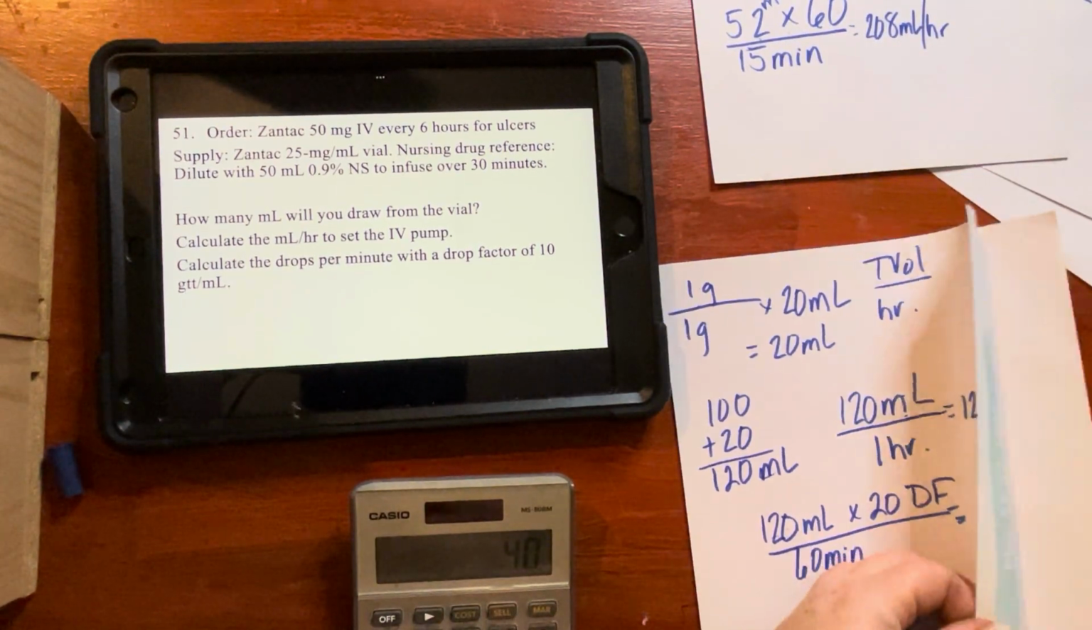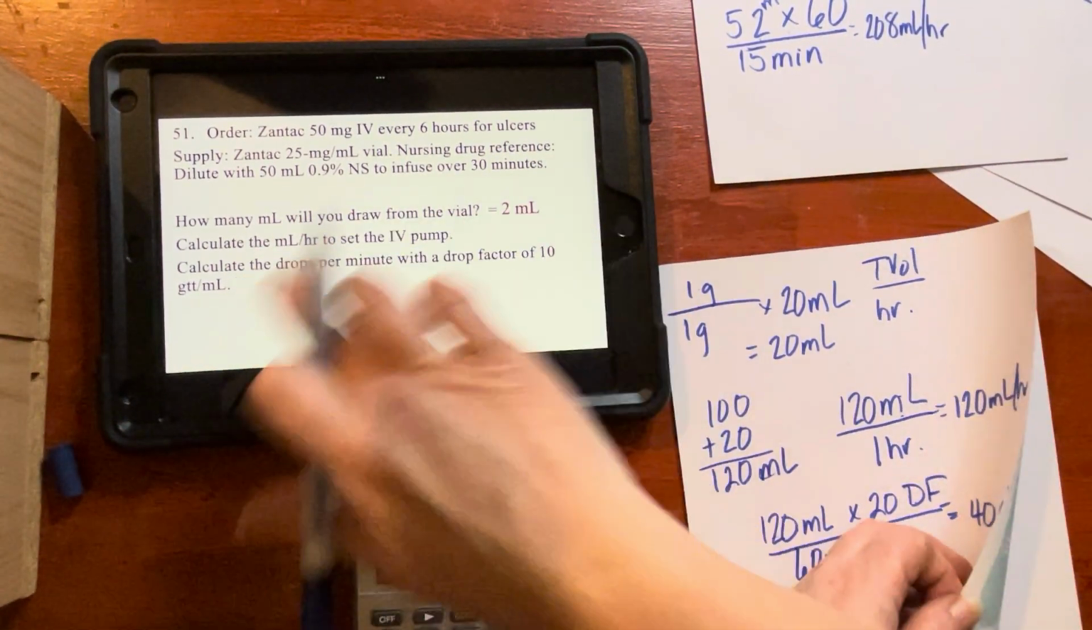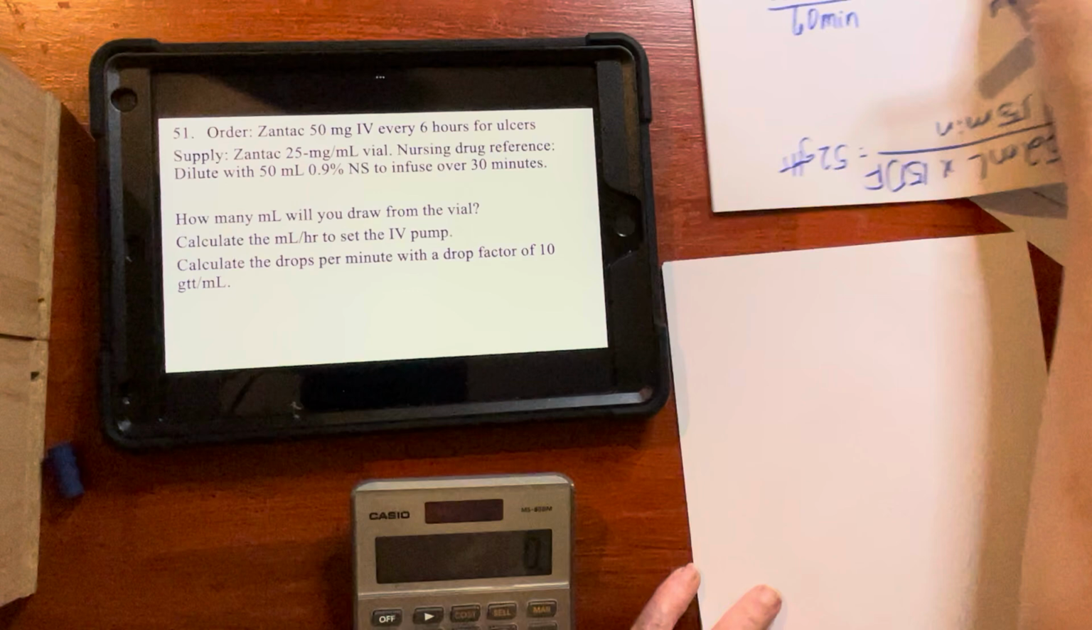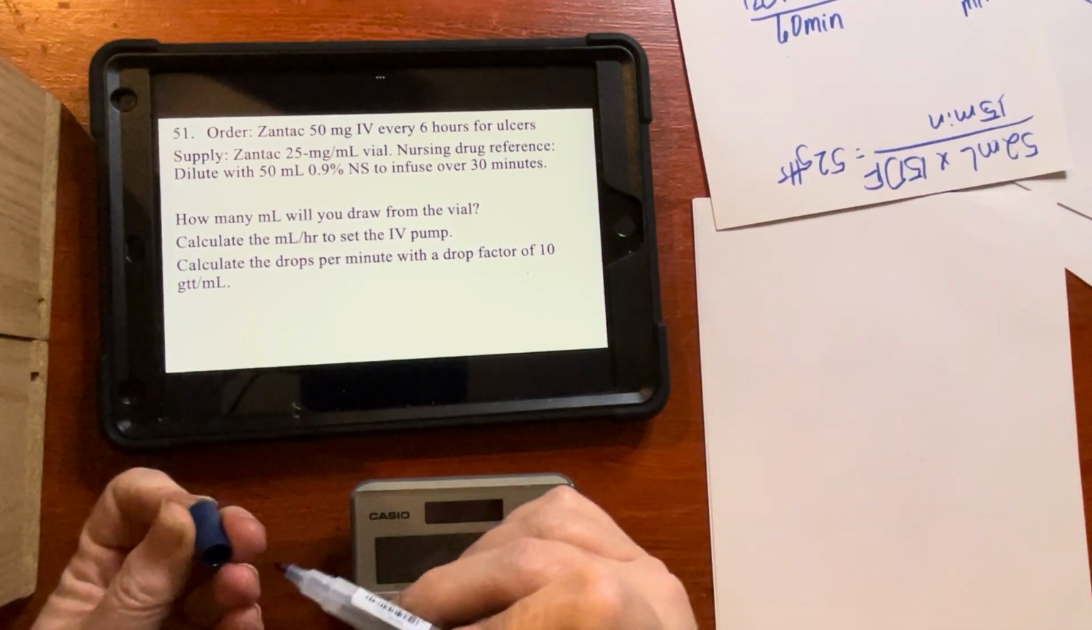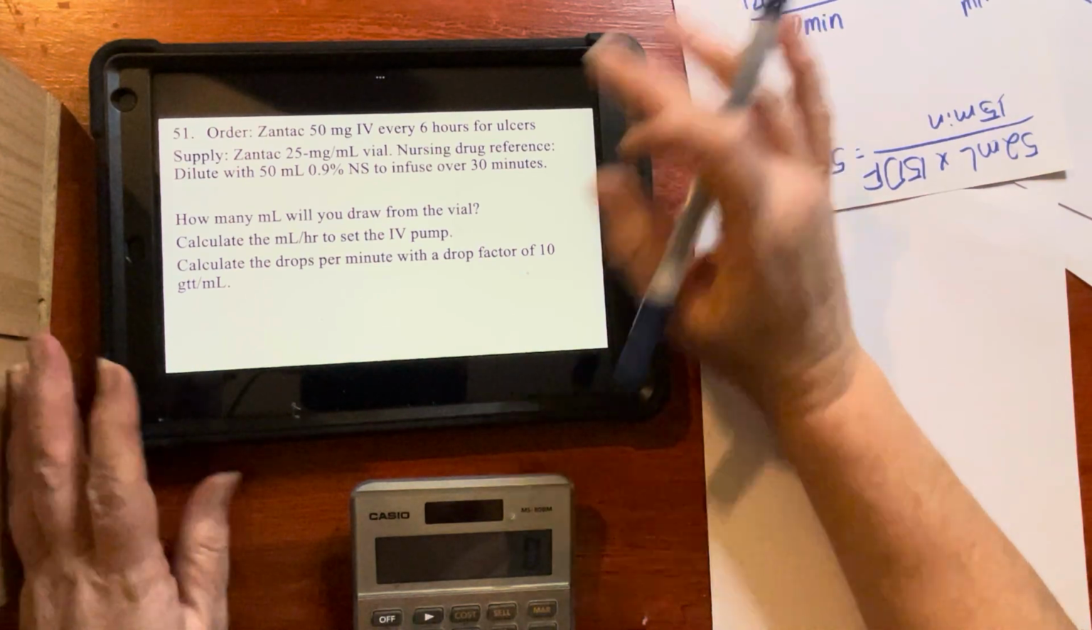I'm going to do, is this the last one? Oh, don't look. Okay. If you burn out, push pause and drink some orange juice.